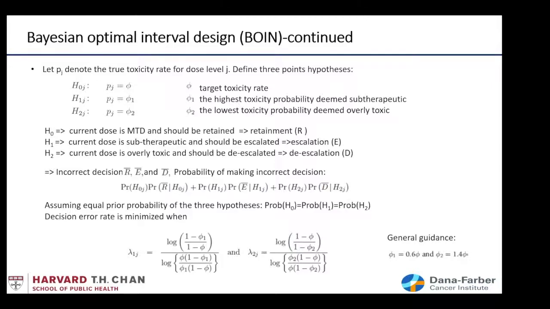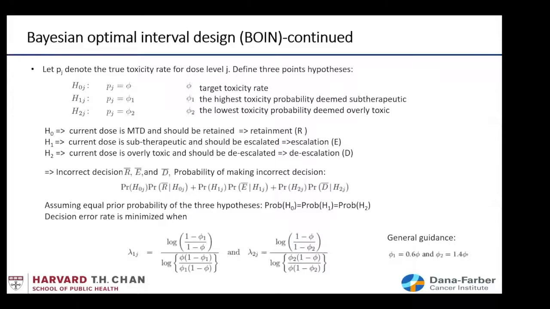If we use pj to denote the true toxicity rate of dose level j, then there are 3 hypotheses we're trying to test and estimate. Using phi as the target dose level, phi 1 is the highest dose level deemed subtherapeutic. This dose level and all lower dose levels are subtherapeutic, meaning lower than the MTD.